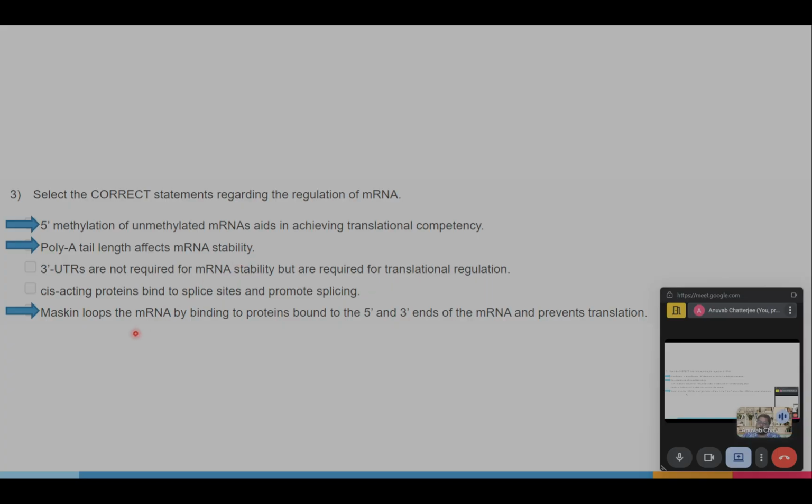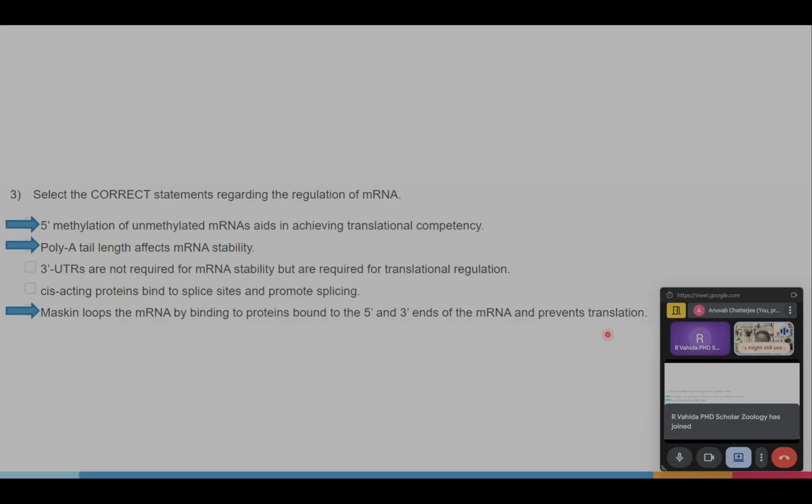And the last option, which is correct, is Maskin loops the mRNA by binding to the protein to the 5' and 3' ends of the mRNA and prevents translation. This is just what we saw. Maskin binds to both 4G as well as CPEB and forms a circular RNA which is translationally dormant.